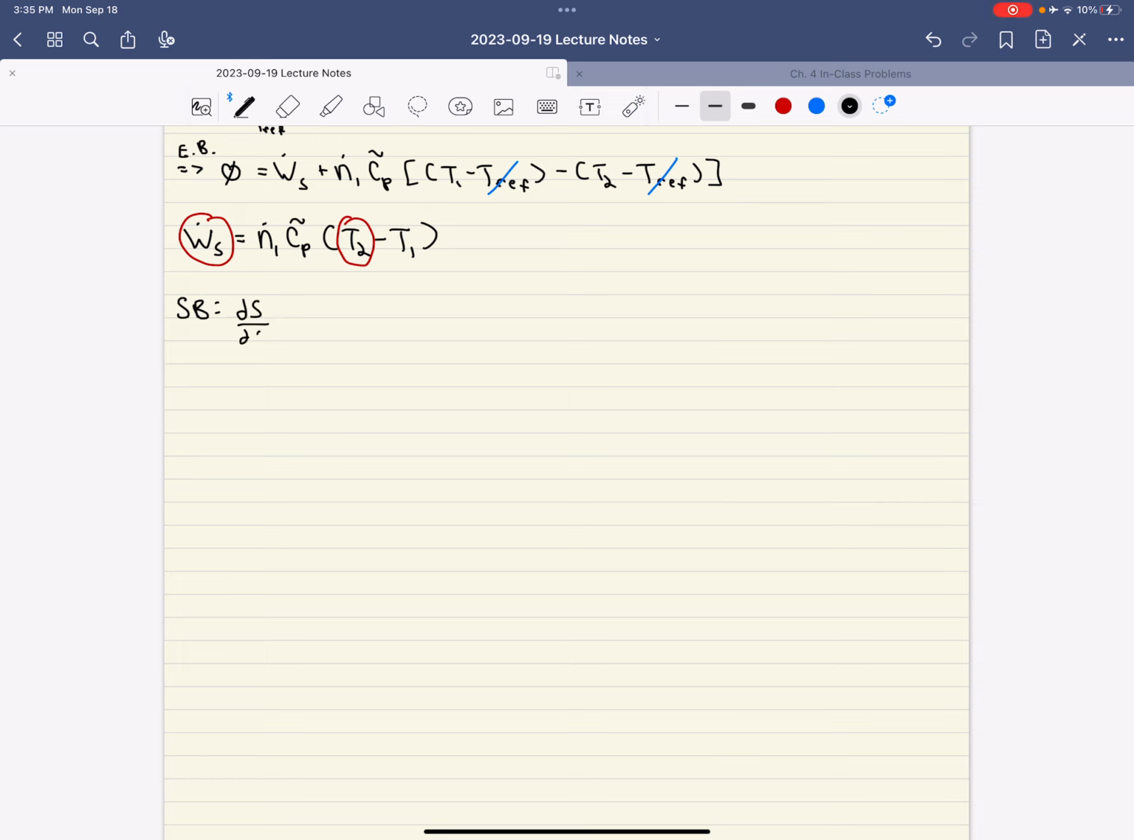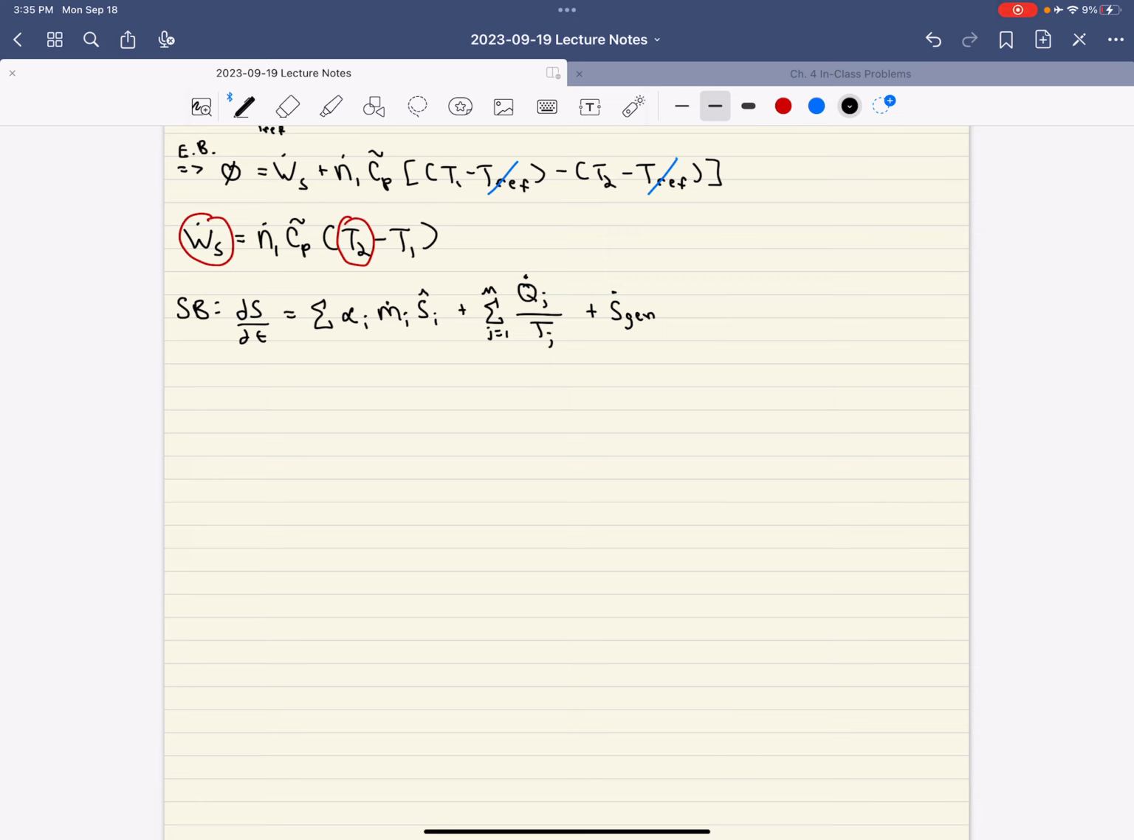So dS/dt is going to be equal to the entropy carried into or out of the system by the various streams. So I'll write it like this. Plus any sort of heat terms divided by the temperature associated with those heat terms, and then Sgen.